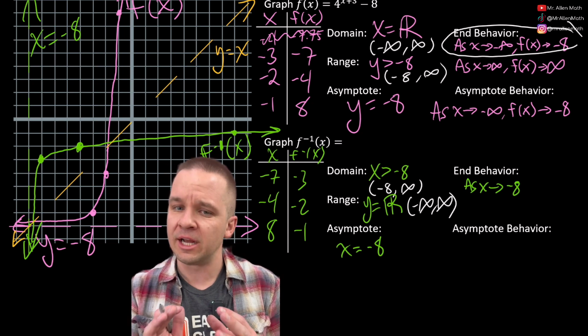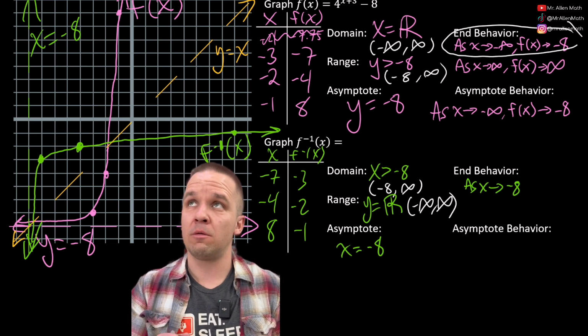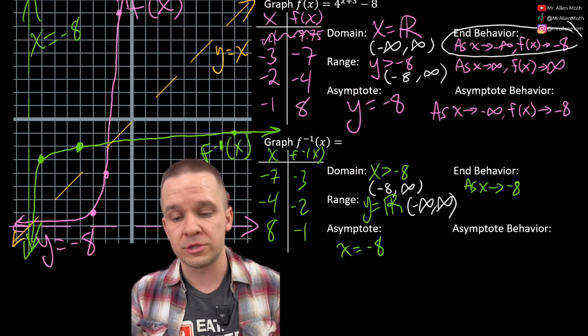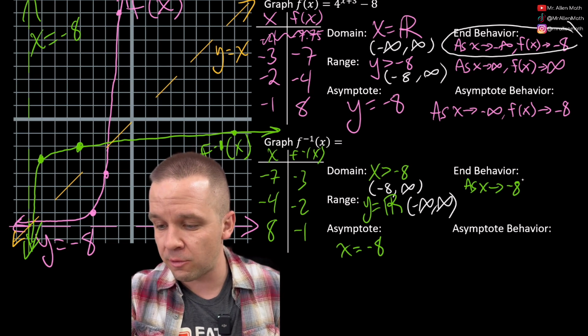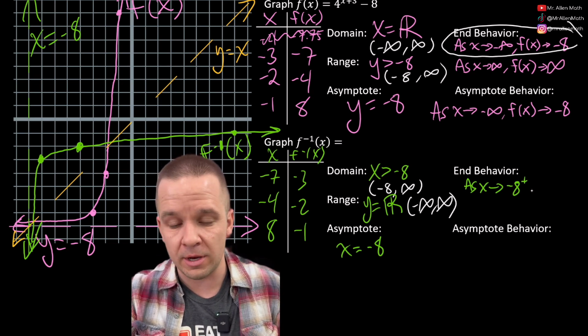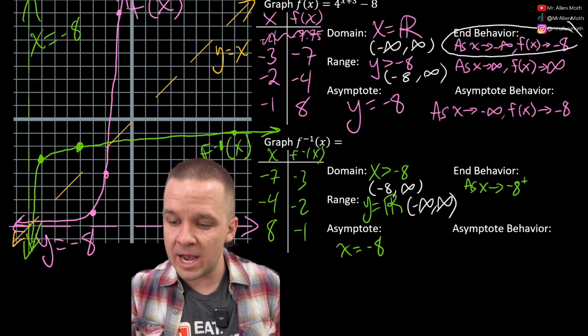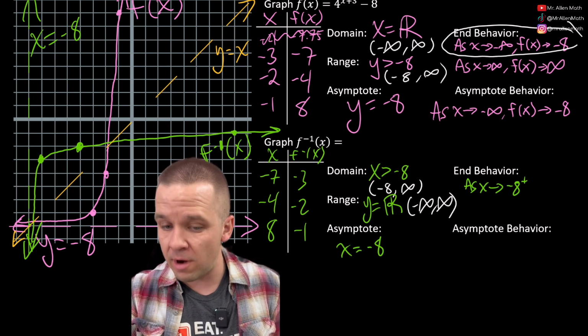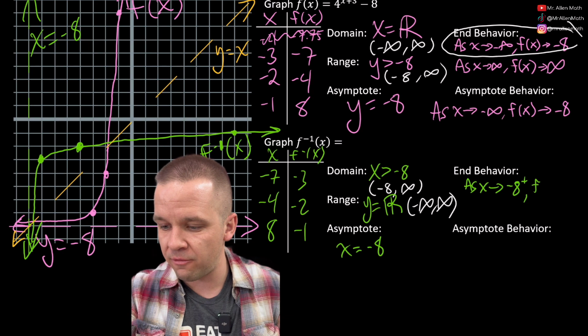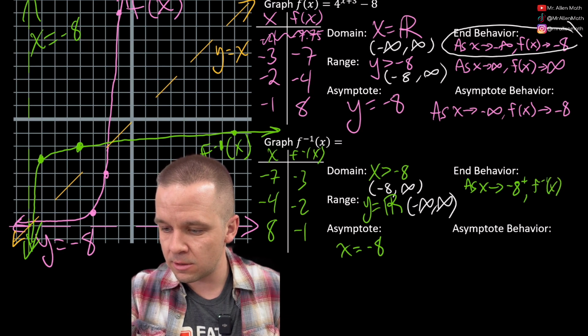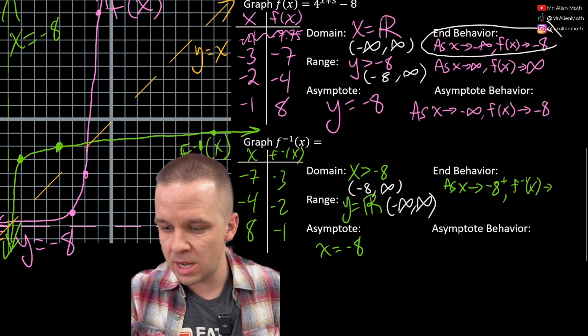I realize that we're in the negatives there, but I'm coming from the right-hand side. The larger numbers, or the more positive numbers, are over on that right-hand side. So we're going to say from the right, with a little plus sign up here. That might be new to you. All right, so as x approaches -8 from the right, we're going down, right? f inverse of x is going to negative infinity.